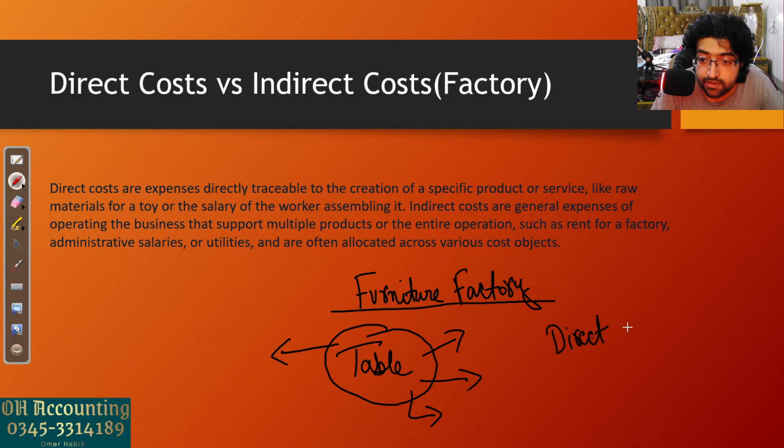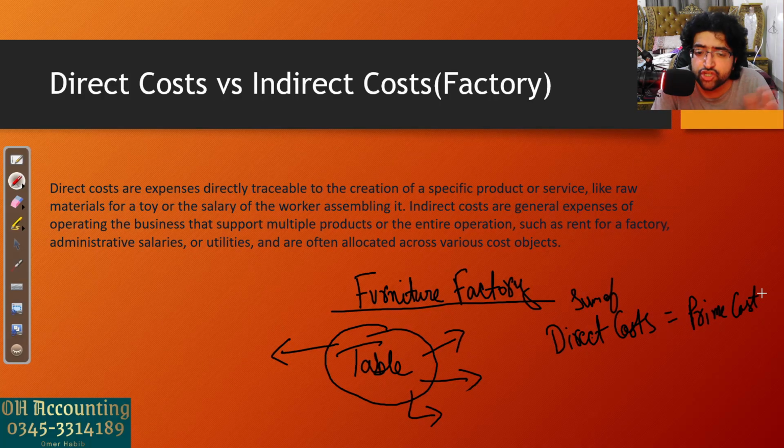The sum of direct costs is called prime cost. This is the primary cost, meaning the major chunk of the cost is this, which contains cost of raw materials plus direct labor plus any other direct expense such as royalties.